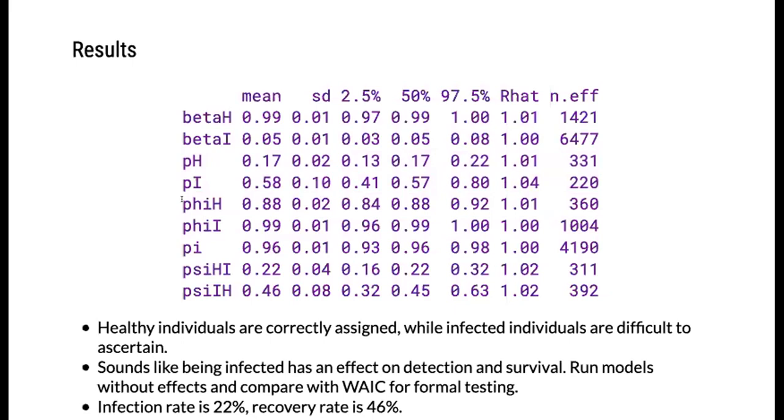And the probability of recovering is 50%, the probability of moving from state infected to state healthy. And the probability of getting infected is 20%. Okay, so the probability of going from state healthy at t minus one to state infected at sampling occasion t is 20%, right?